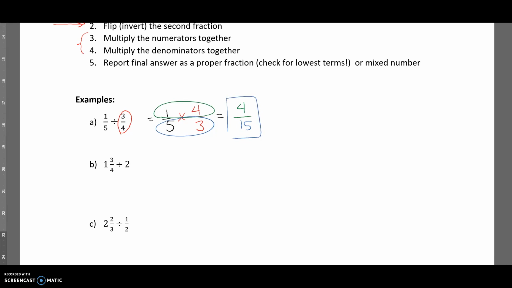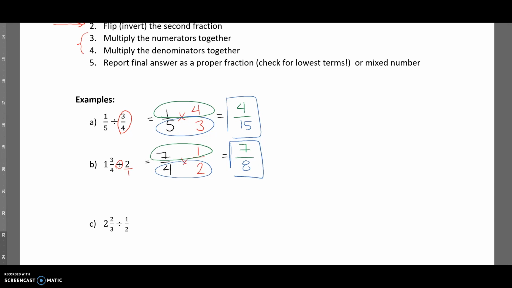In the next example, we need to convert our mixed number to an improper fraction first. So 7/4. And then we can look at doing the same steps. I'll change my divide to a multiply and flip this 2, or 2/1, to the fraction 1/2. Now that I've changed this into a multiplication question, I can simply multiply the numerators together and multiply the denominators together. I check and make sure my final answer is reduced to lowest terms, and then that question is finished.